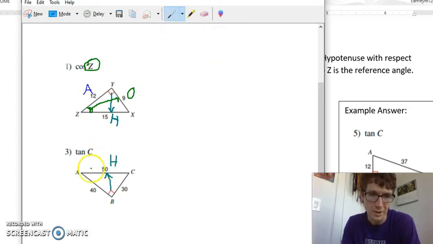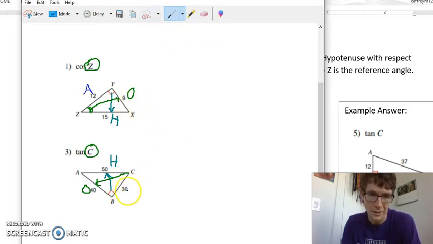So let's try this one down here. Our reference angle is C. With respect to C, what is opposite? What is across from C? That'll get us over here to 40. I'm going to label this as opposite. And now whatever's left has to be the adjacent.